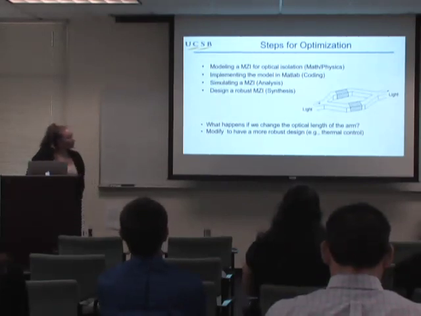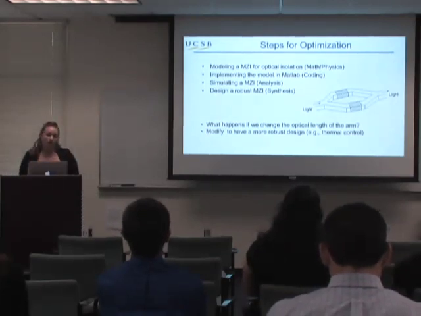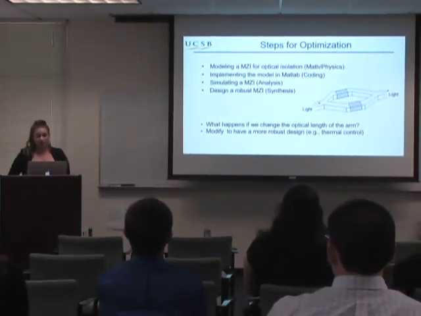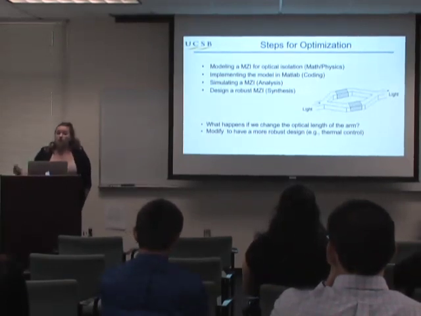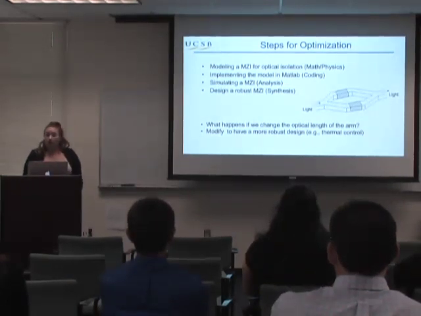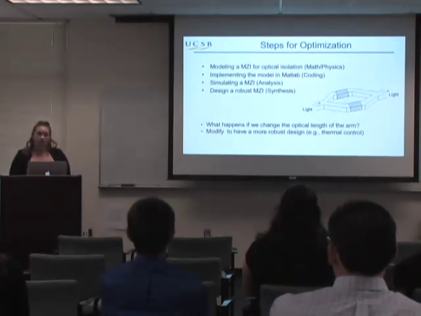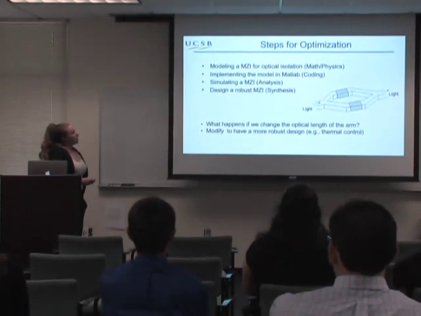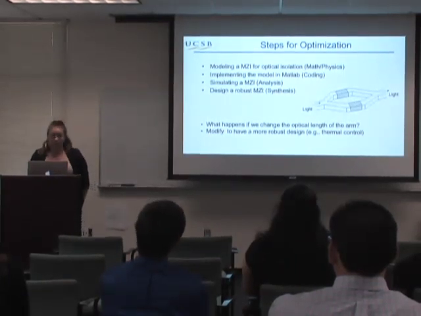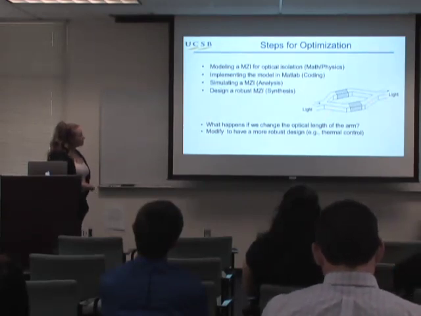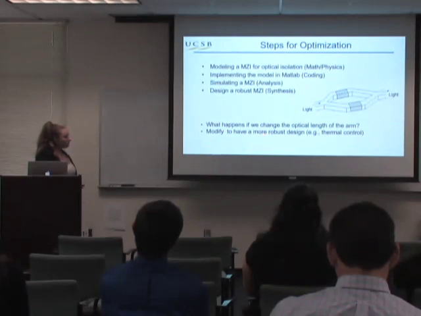So, we have found that in order to optimize, we first must model the MZI for optical isolation using the mathematics and the physics that go along with it. We implemented this model into MATLAB using coding, and we simulated an MZI, and thereby we can design a robust MZI for synthesis. Another question that we could ask in the future is what happens if we change the optical length of these arms? And then we can modify these arms to have a more robust design and possibly use it for thermal control.